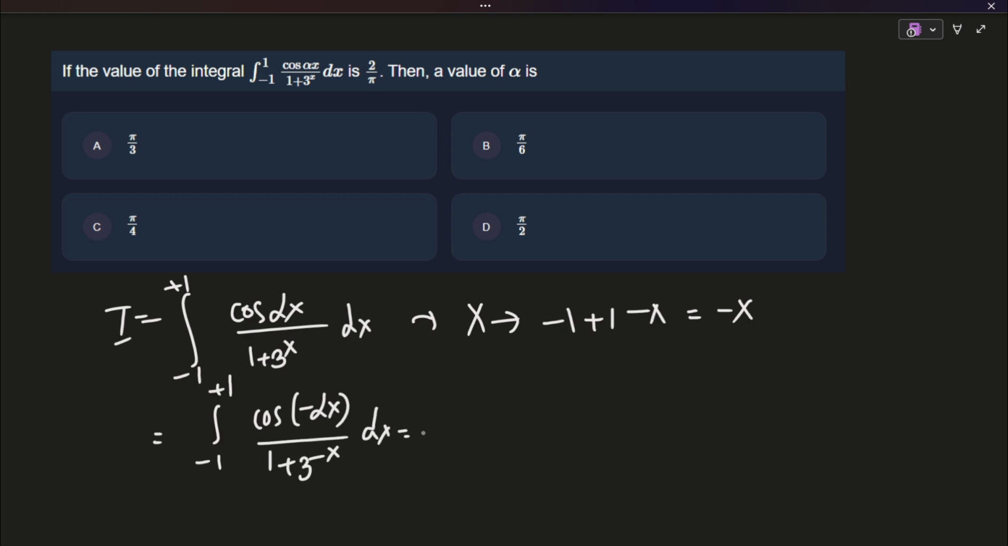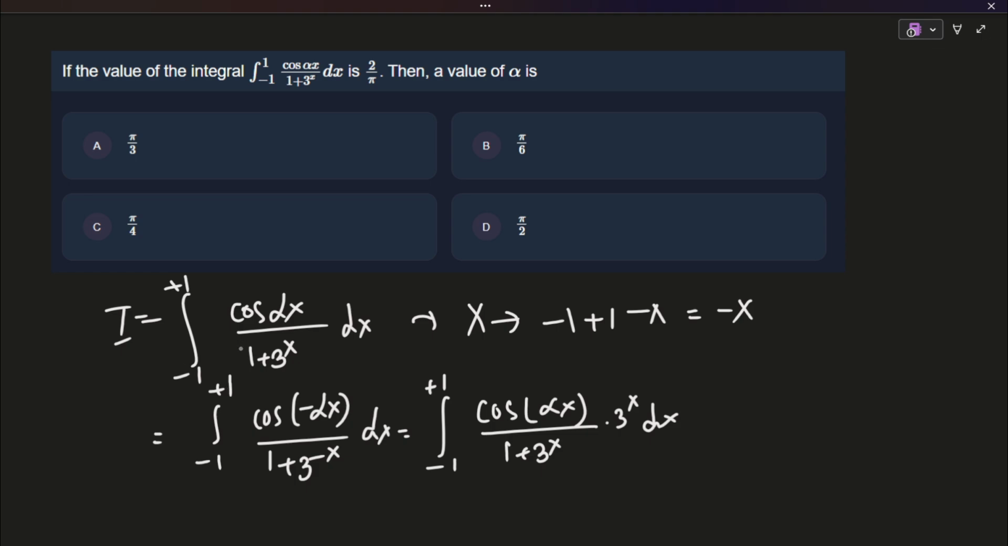Okay. Since cos is a symmetric function, cos of minus alpha x also becomes cos of alpha x. Inside cos, cos x and cos of minus x are the same thing, right? So this would be cos of alpha x. And this would be, if you do the LCM, write this 3 to the power minus x as 1 by 3 to the power x. You simply get 1 plus 3 to the power x into 3 to the power x dx.